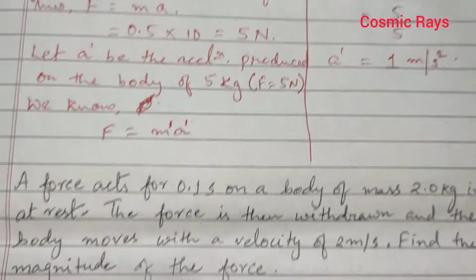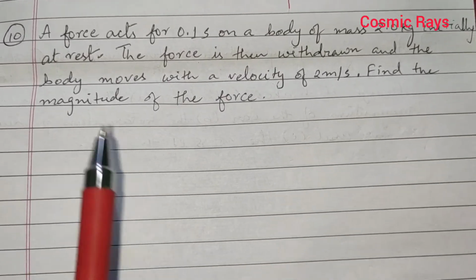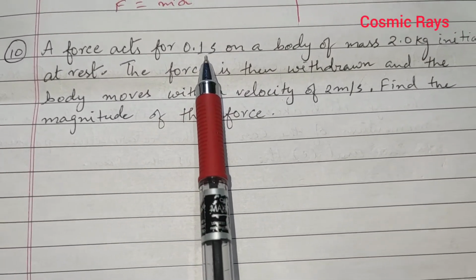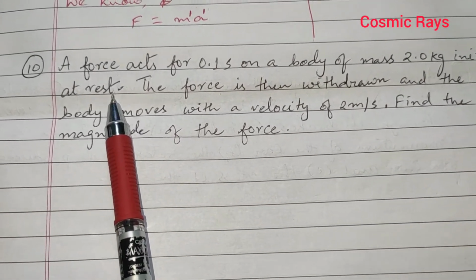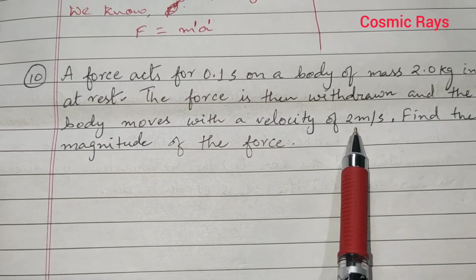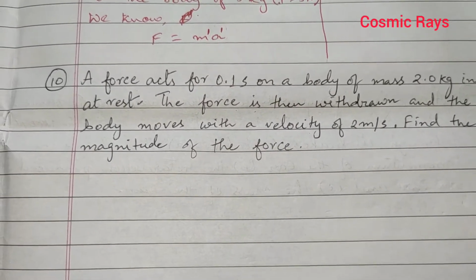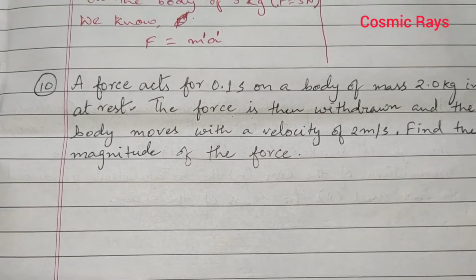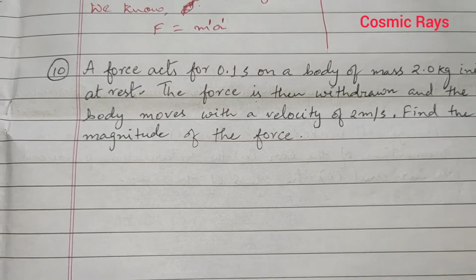Now we go to the next question, that is question number 10, which states that a force acts for 0.1 second on a body of mass 2 kg. Initially at rest, the force is then withdrawn and the body moves with a velocity of 2 meter per second. Find the magnitude of the force. So we just have to find the magnitude of the force, and they have given us the mass of the body, the initial and the final velocity, and the time.